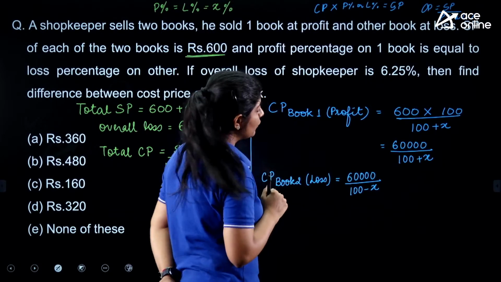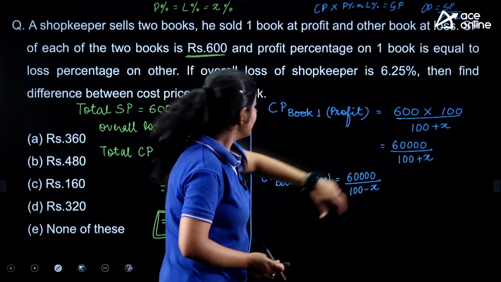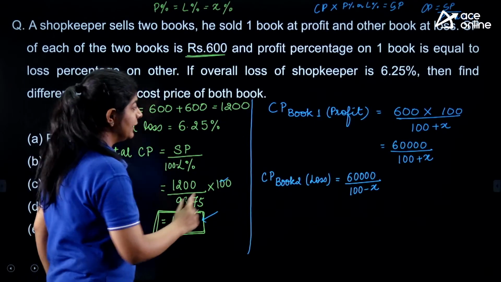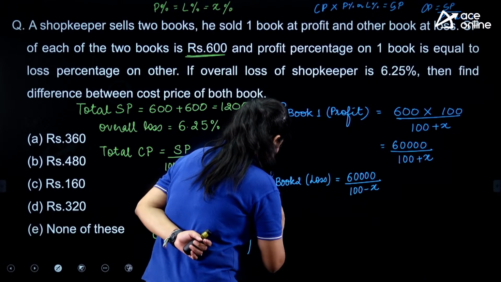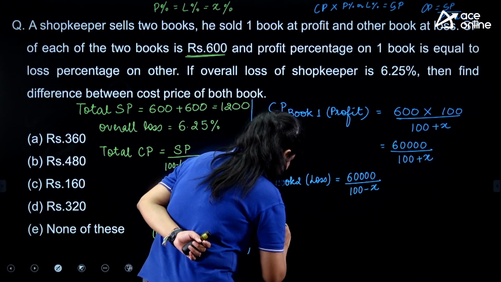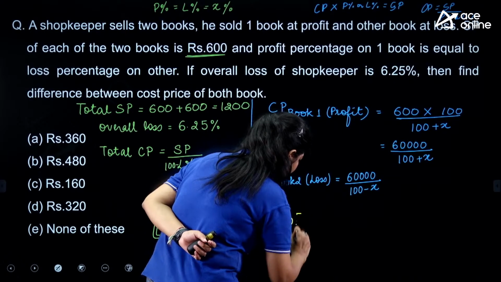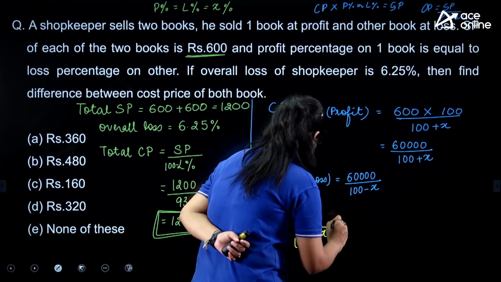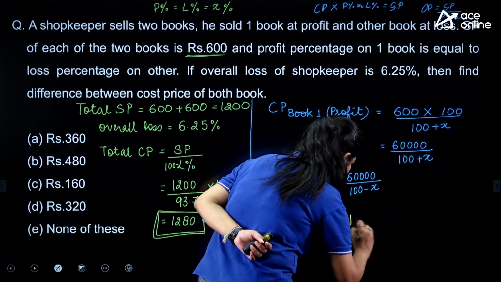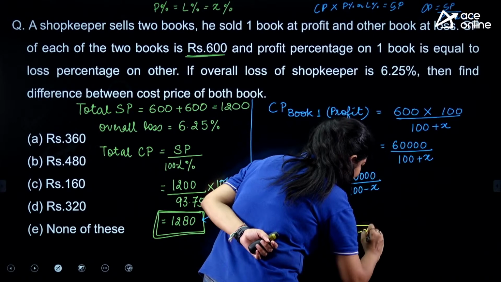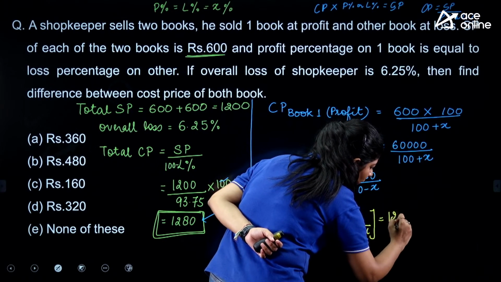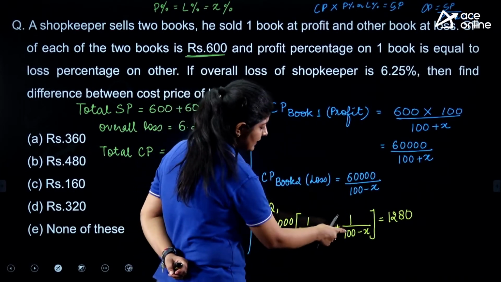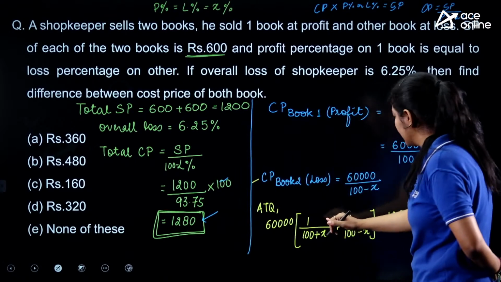But according to the question, the sum of these two is equal to this one. According to the question, the sum of these two values, I am just taking 60,000 as common: 1 upon 100 plus x plus 1 upon 100 minus x. This value should be equal to 1280, right? We need to solve this. As we solve this, here what we are getting, I am just writing this one.